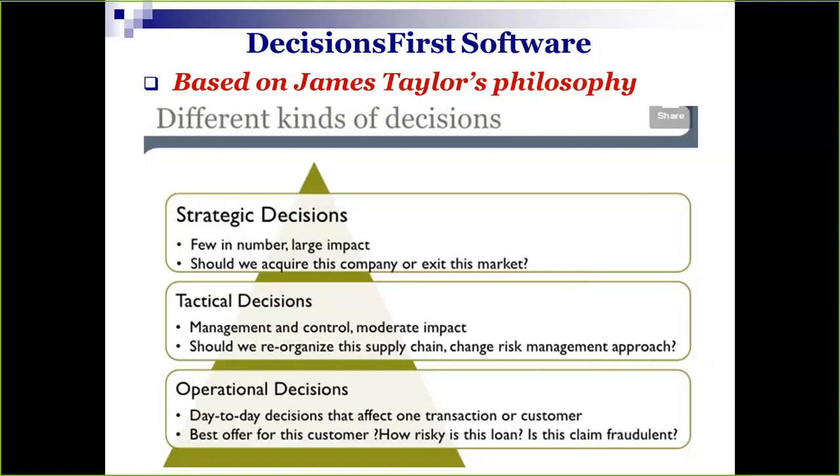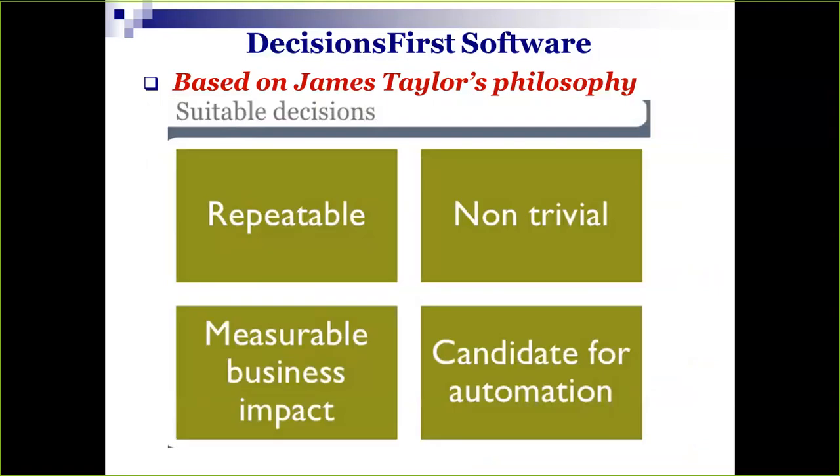Now, why are we talking about this? Well, it's important to understand that Mr. Taylor's software works best for decisions at the operational level. That doesn't mean it can't be used for strategic decisions. It doesn't mean it won't work well for tactical decisions. It can frame any decision, but he likes to advertise, and I think he's right, that it's best suited for operational decisions, and specifically for decisions that have these characteristics.